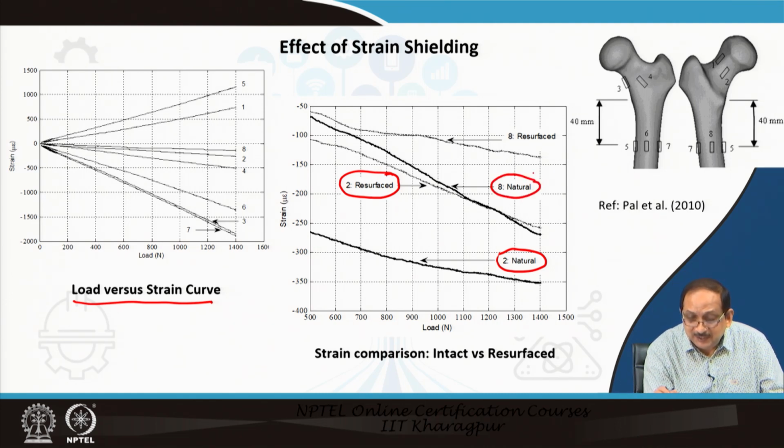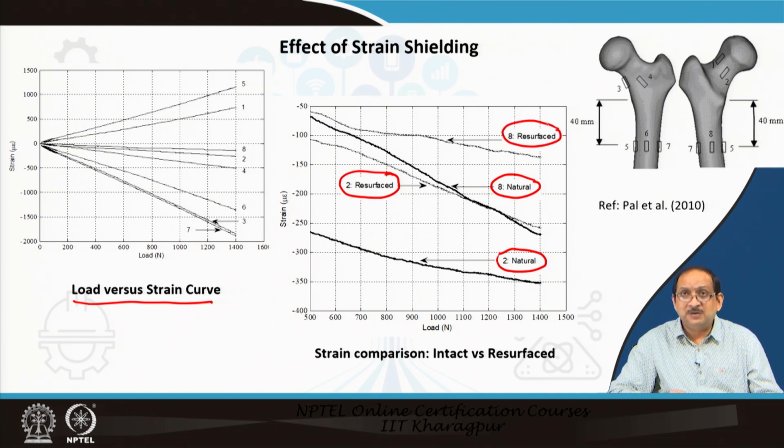Similarly, strain gauge 8 in natural and strain gauge 8 in resurfaced or implanted measurements can be compared. So, it is clearly evident that after implantation, the strain recorded in the implanted femur or resurfaced femur is considerably less as compared to the natural situation.